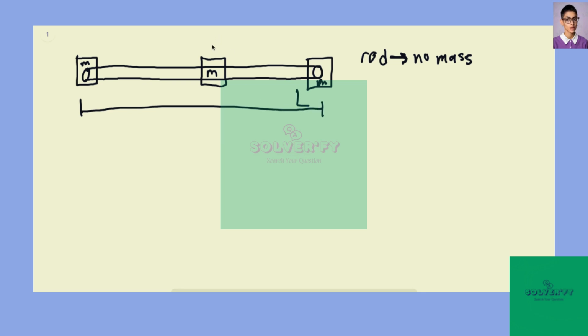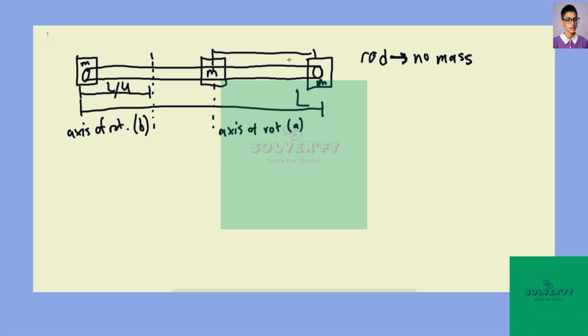And then for part A, this is going to be the axis of rotation. And then for part B, this will be our axis of rotation. From here to here, this is L over 4. And then from here to here, this is going to be L over 2.